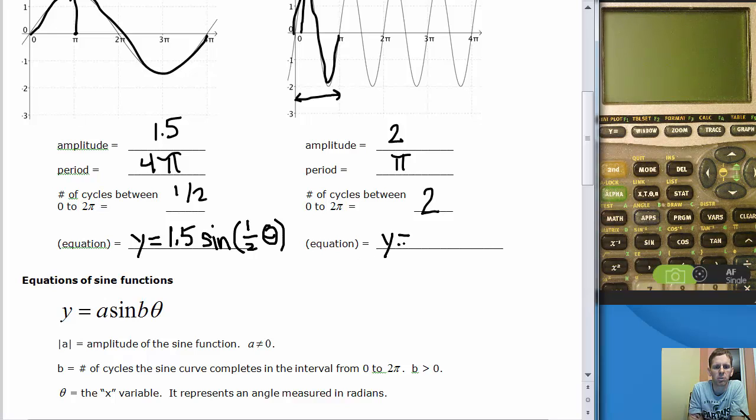Same idea for the second equation, y equals the amplitude. We're going to use 2. It goes upward, so you can use a positive 2. Sine, number of cycles is 2 times theta. And that would be your equation that generates this graph.